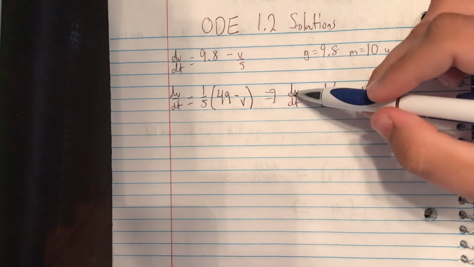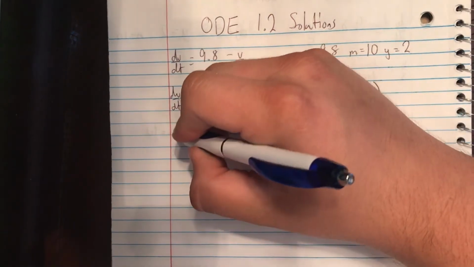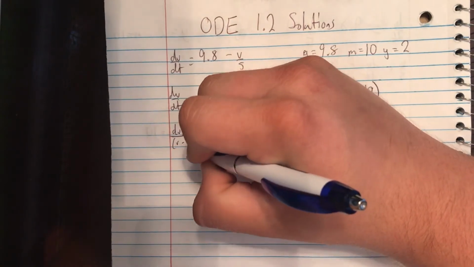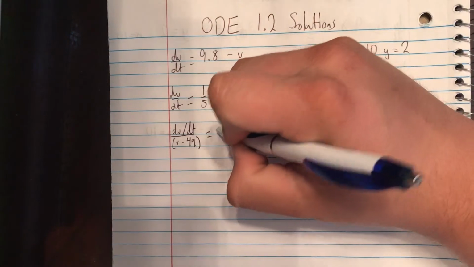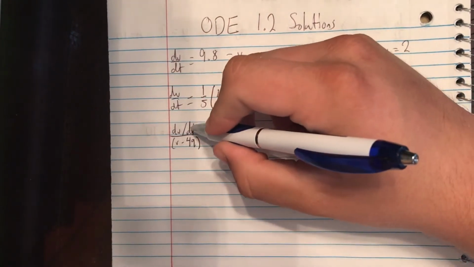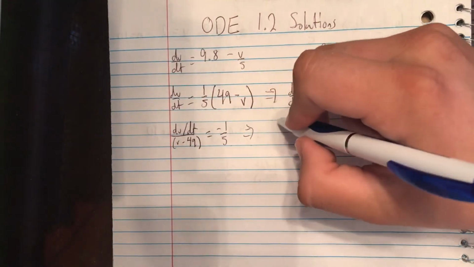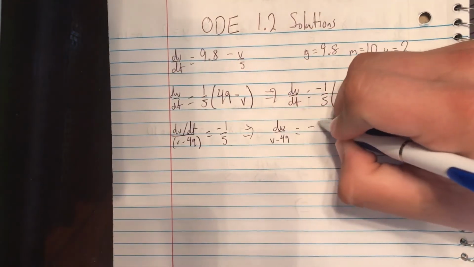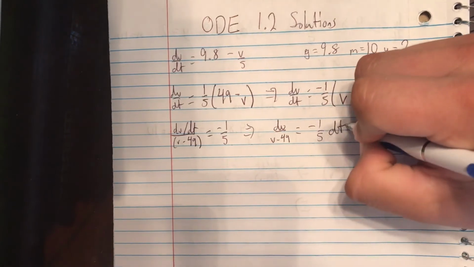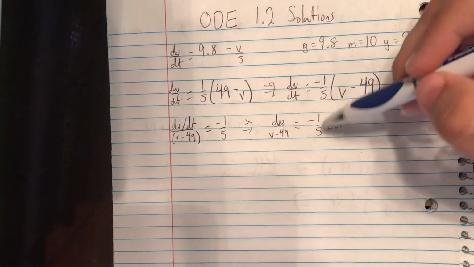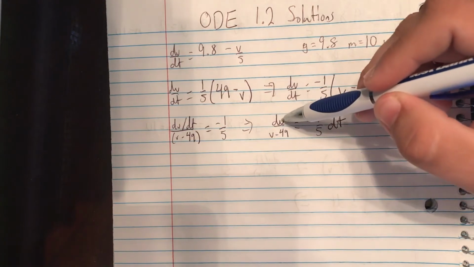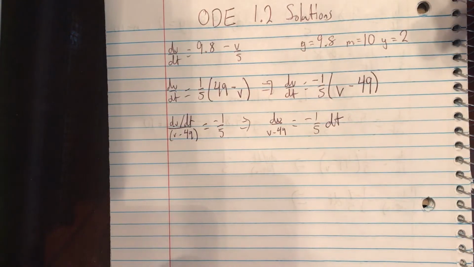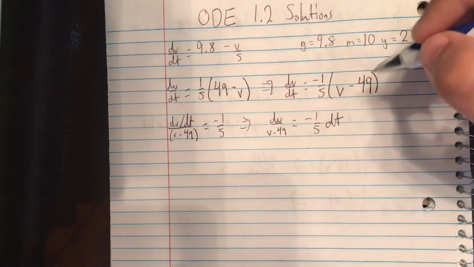We're going to move this over to the left side through division. So we're going to have dv/dt over v minus 49 is equal to negative 1/5. We're going to move this dt over to the right through multiplication. So we're going to have dv over v minus 49 is equal to negative 1/5 dt. So now that we got this separated, the v's are on one side with the dv, and the t is with the constant, and in this case we don't have any t's. If there was, we would want it with them.